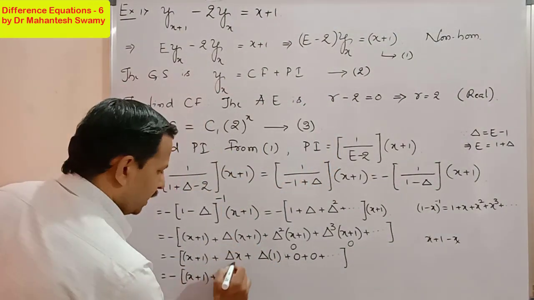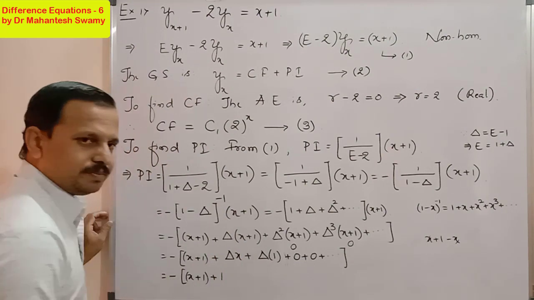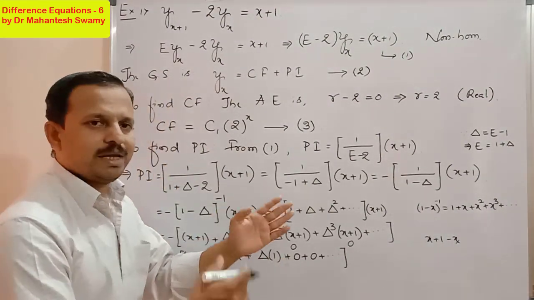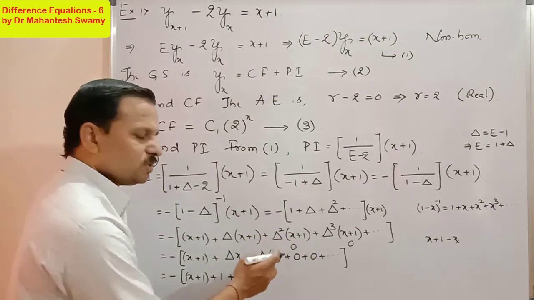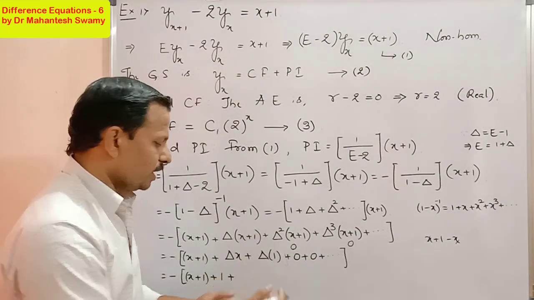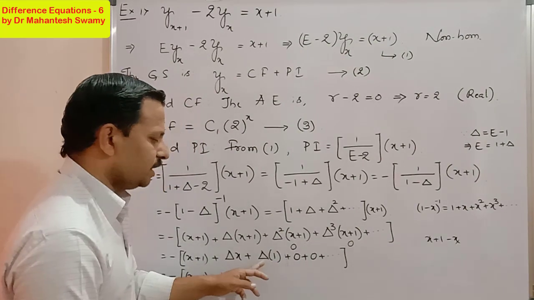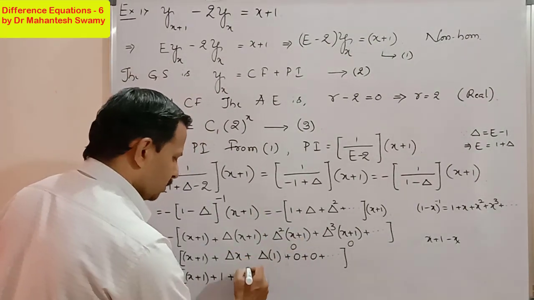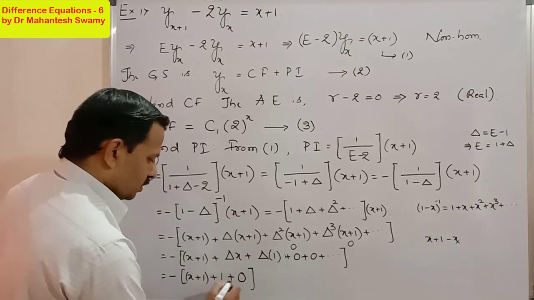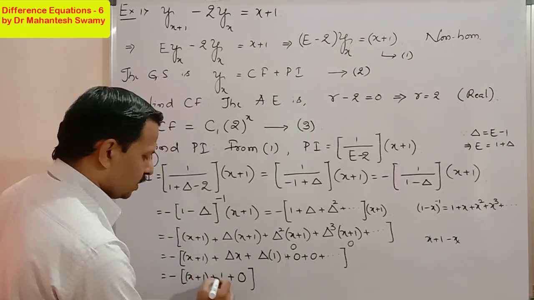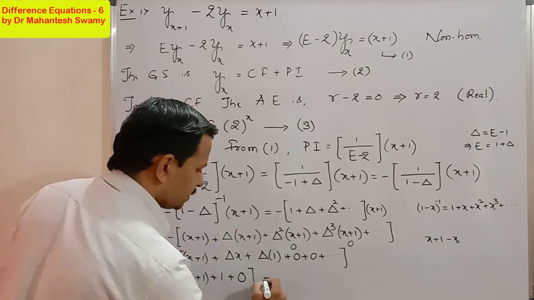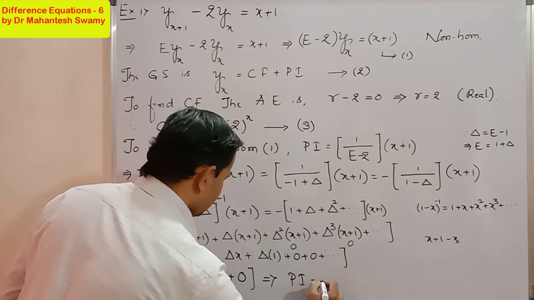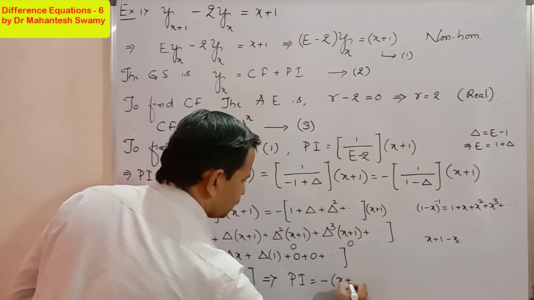So therefore delta x value is 1 plus delta of 1 is 1 minus 1. The forward point is 1 minus 1, it is 0. Therefore delta of a constant is always 0. All other terms after that are already zeros. Now it is x plus 1 plus 1, it is x plus 2 multiplied with minus sign. So we got the particular integral as minus of bracket x plus 2.